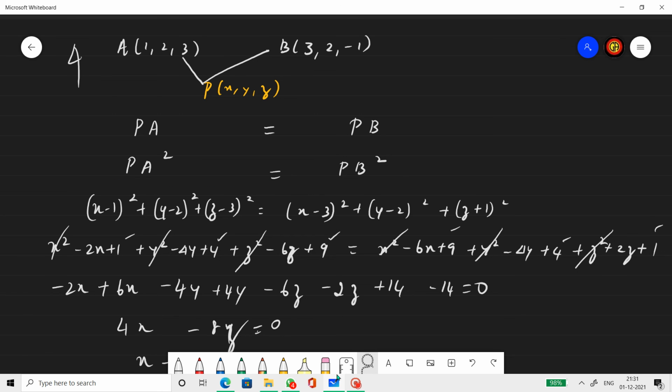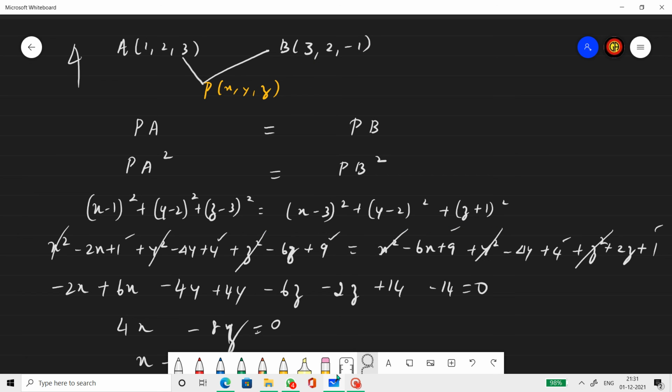Now use the distance formula for P and A. So your x1, y1, z1 is this, and x2, y2, z2 is this. So (x minus 1) the whole square, (y minus 2) the whole square, (z minus 3) the whole square. So you get it like this. And then (x minus 3) the whole square, (y minus 2) the whole square, (z plus 1) the whole square. So you get it like this.